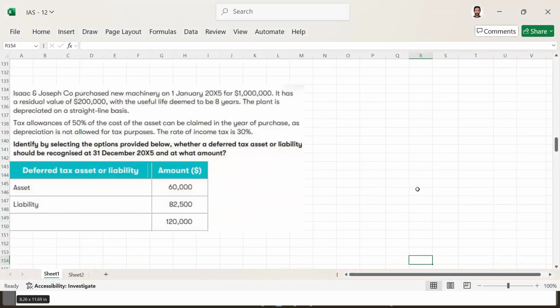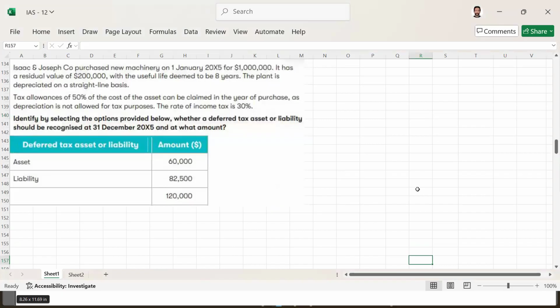Okay, so here is another different style question. Let's see what this wants us to deal with. Identify by selecting the options provided below whether a deferred tax asset or a liability should be recognized at 31st of December 20X5 and at what amount.